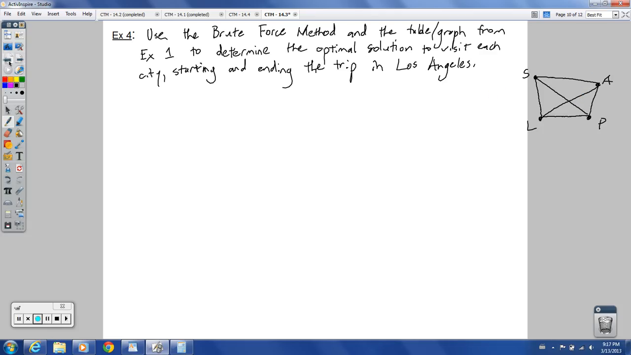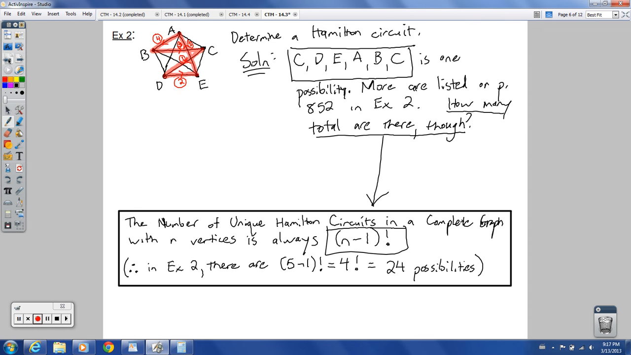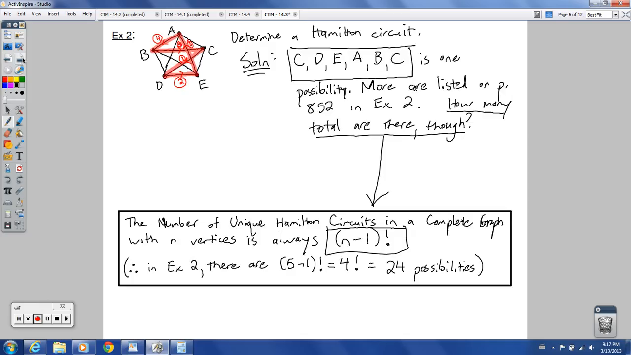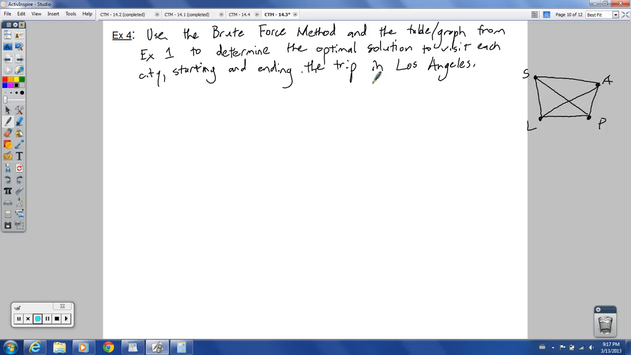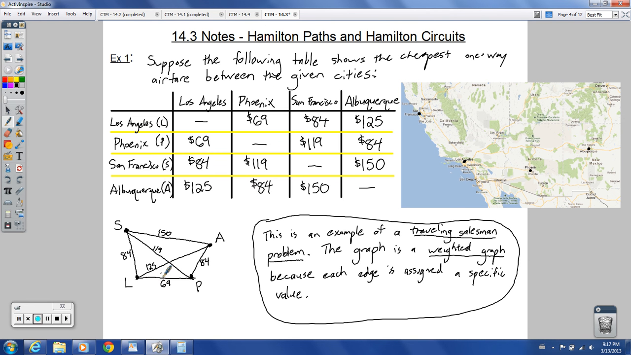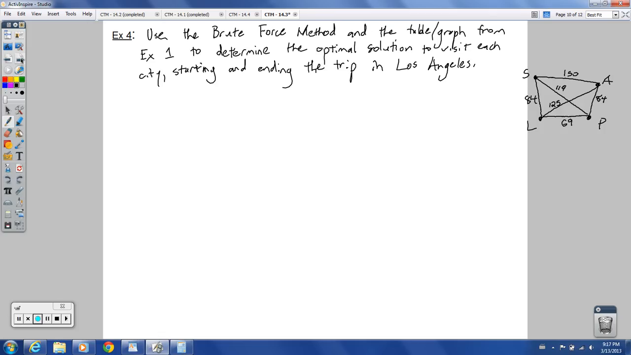But each one there, we're just recreating this, so 150, 119, 125, and 69, and I believe this was 84 and 84, both parts there. So let me just double check that quick. 150, 119, 125, 119. Okay, looks good to me there. Alright, so we've got all our edges labeled, and let's make a table.